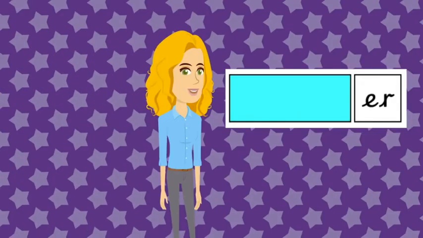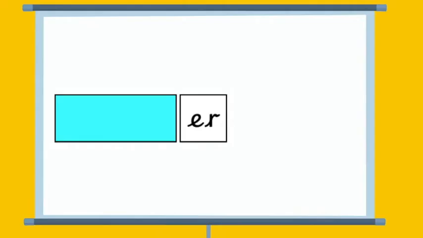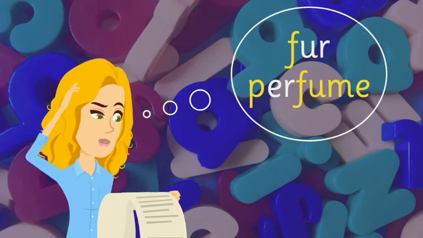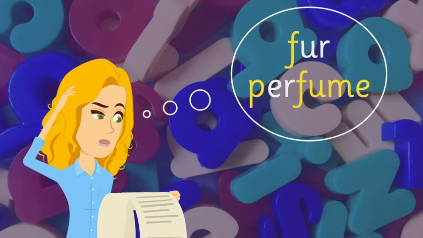The next most obvious spelling alternative to teach is an E and an R making the sound or phoneme. This is mostly found at the end of words. You'll recognise this in words like power, shower, tower, or longer words like flower, longer, or toaster. Exceptions to beware of which disprove these rules include words like fur and perfume. It's best to avoid these at this stage because children need to have a basic understanding of general rules before we introduce these really tricky exceptions.